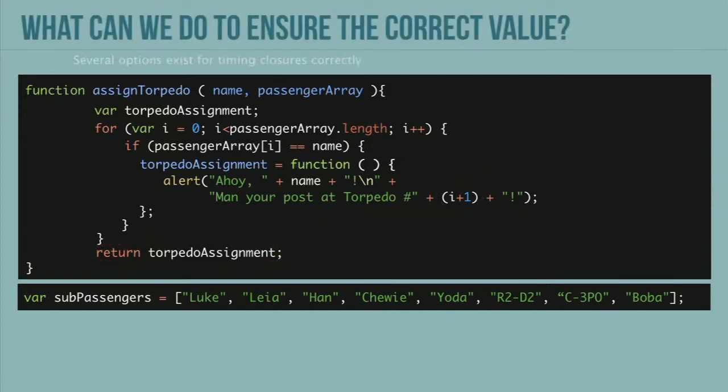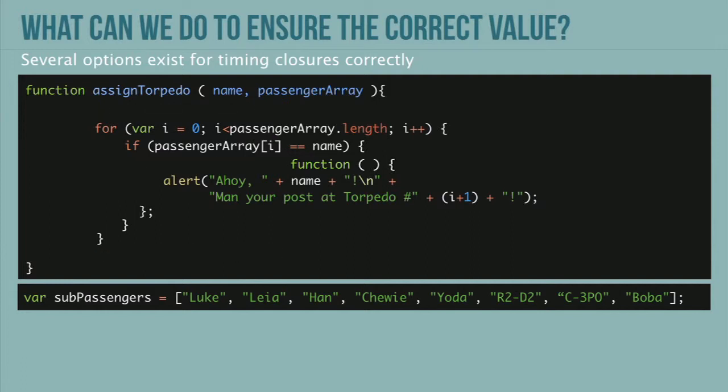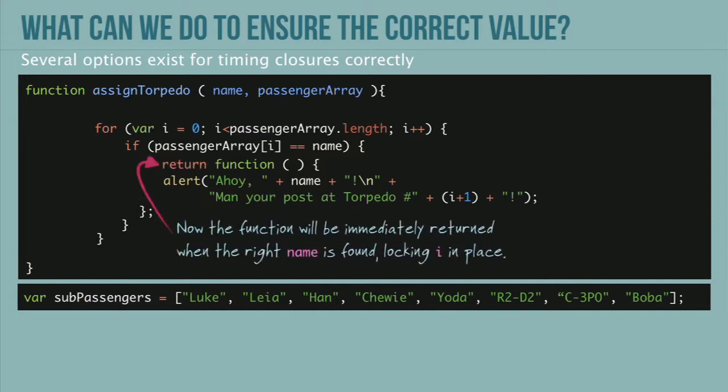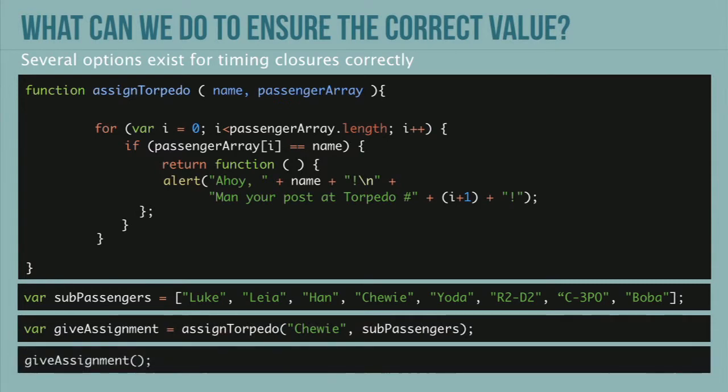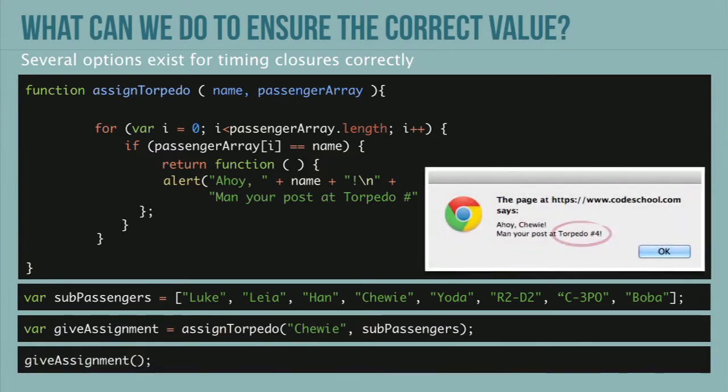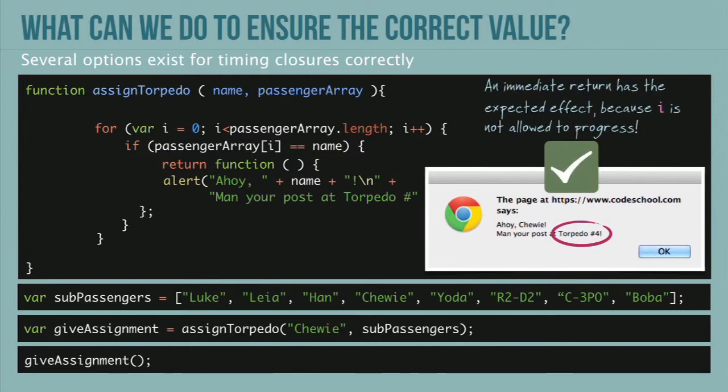But what can we do to sort of ensure the correct value every time? There are several options that we could use. Let's take a look. Well, first of all, if we get rid of the torpedo assignment variable entirely and just have a function expression, then if we scoot our function keyword over and automatically and instantly return as soon as we find our passenger, then we will have locked i into place, and when we call our function, we find out that Chewy is assigned to exactly the right torpedo. And that's because the i value, our loop counter, was not allowed to progress.